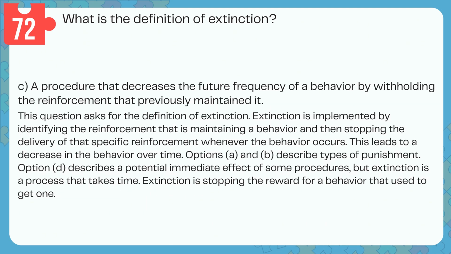Answer: C. A procedure that decreases the future frequency of a behavior by withholding the reinforcement that previously maintained it. This question asks for the definition of extinction. Extinction is implemented by identifying the reinforcement that is maintaining a behavior and then stopping the delivery of that specific reinforcement whenever the behavior occurs. This leads to a decrease in the behavior over time. Options A and B describe types of punishment. Option D describes a potential immediate effect of some procedures, but extinction is a process that takes time. Extinction is stopping the reward for a behavior that used to get one.